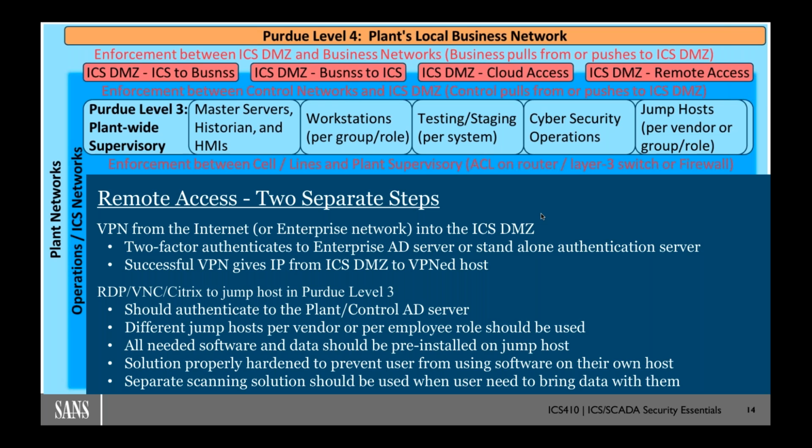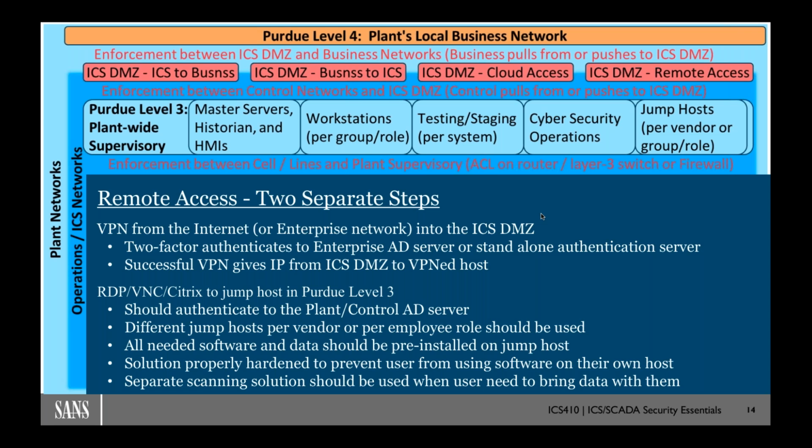Now, recommendations for remote access. I always recommend a two-step process. Step number 1: if you have some engineer, employee, or vendor that needs to get remote access to your plant, we would prefer them to VPN from the internet or from the enterprise network into the ICS demilitarized zone. That first authentication, that first step of this remote access process, should use two-factor authentication, and it should be authenticating against either the Active Directory server or some standalone authentication server. Okay, so two-factor to get to that very first point.